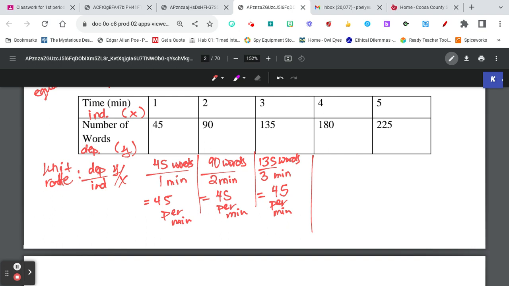All right. So if this person types 180 words in 4 minutes, is their speed still remaining constant? Yes.